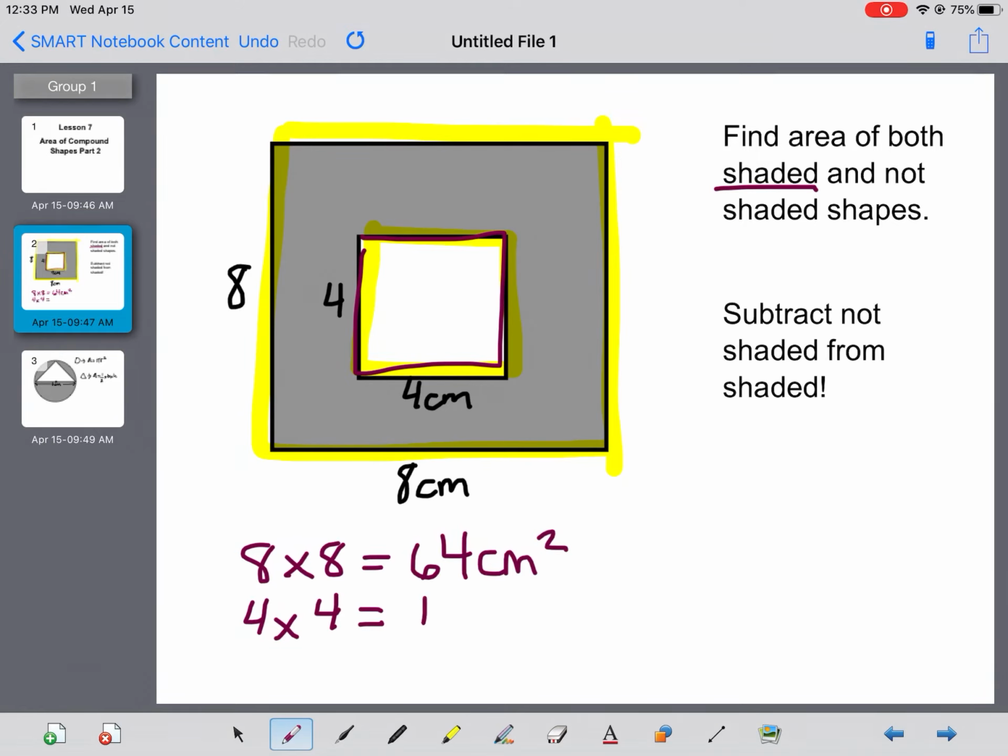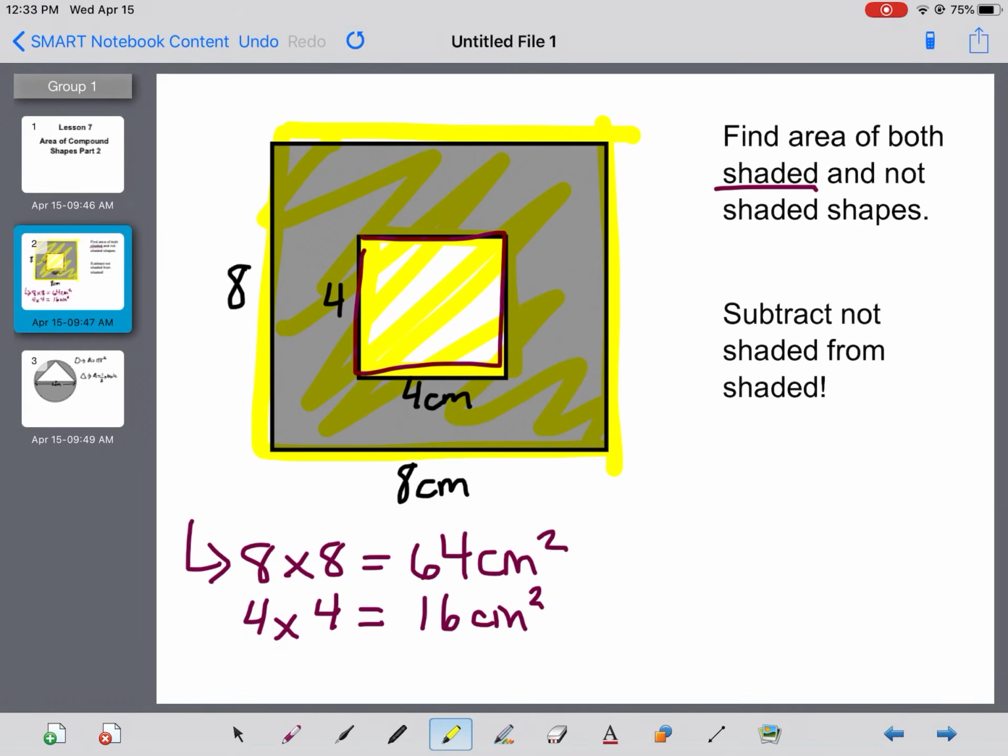So what we have to do is the same thing. We find the area of that smaller square, 4 times 4. We end up with an area of 16 centimeters squared. Okay, so what's important to note here is that 64 centimeters squared covers the whole area that I'm shading right now. But we want to remove that inner square so that we're just representing the gray area of the shape. And the way to do that, very simple, you take your 64 and you subtract your 16.